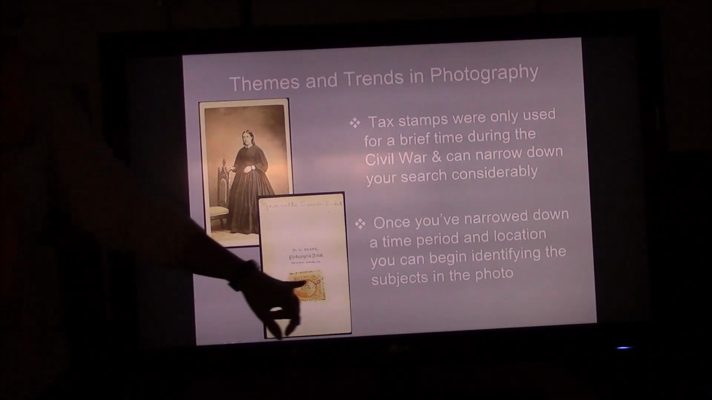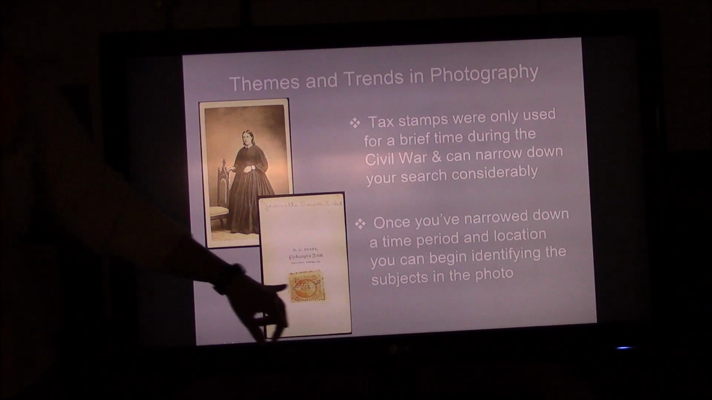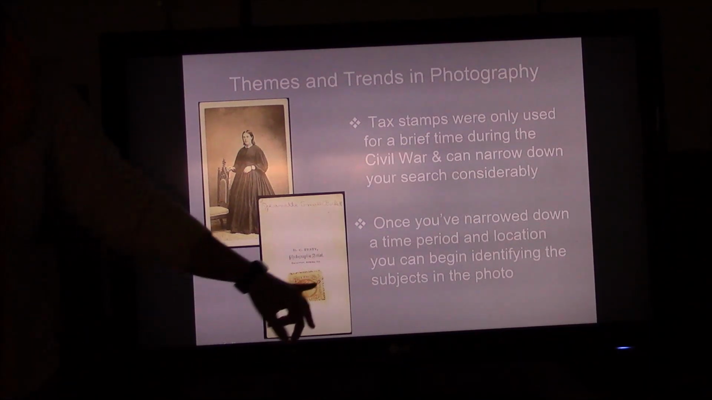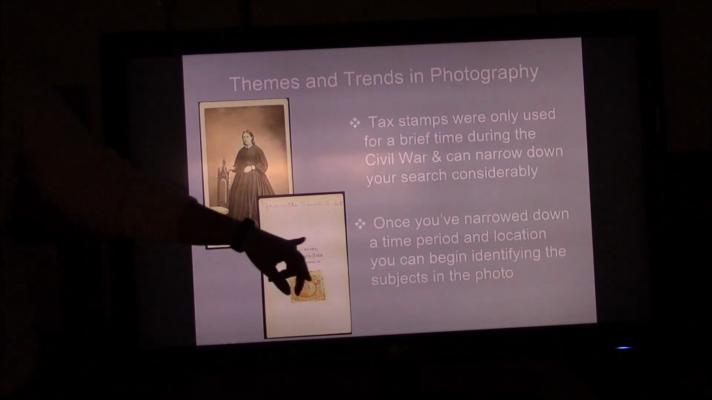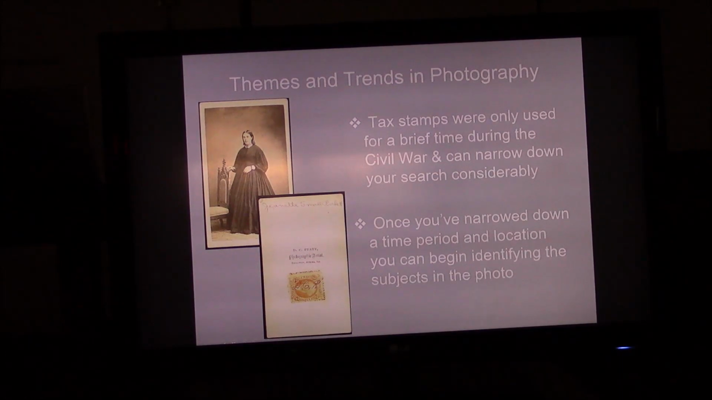But the initials across the back of it are for the photographer. So in this particular one it says DCP, which was for DC Pratt, who was the photographer that took these photos and put this album together.